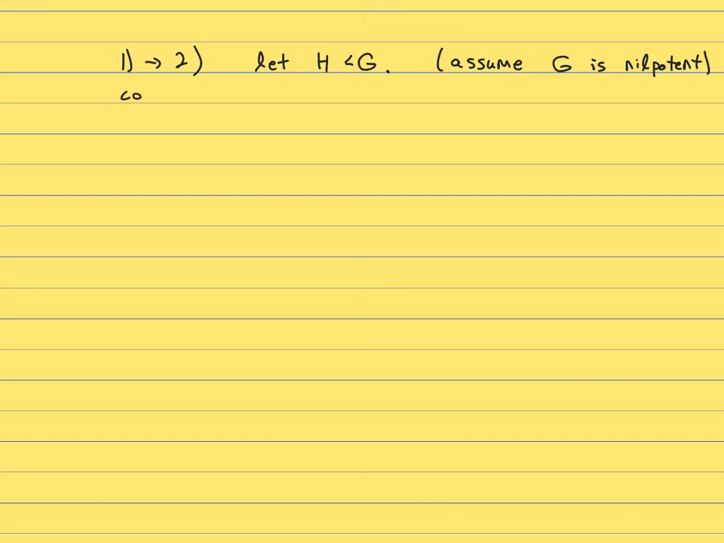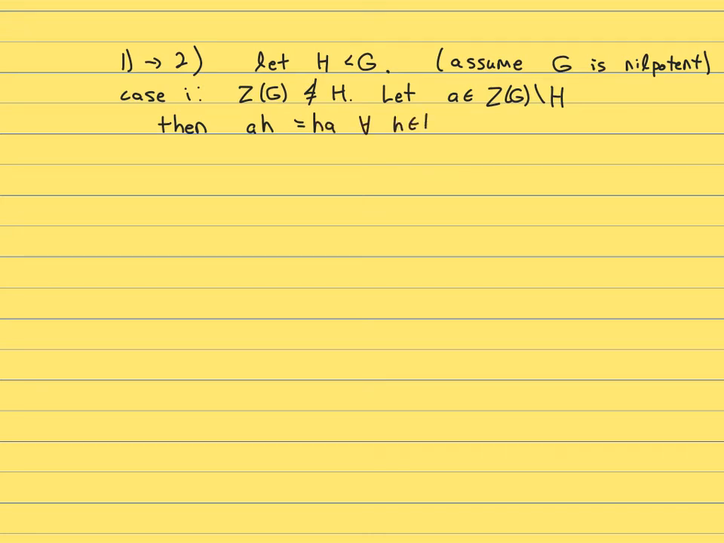Well, it turns out there's going to be 2 cases. The first case is suppose that the center of G is not a subgroup of H. Well, that means there's something in the center that's not in H, call it a. By definition of the center, we have a times little h equals little h times a for all little h in H, because a commutes with everything in G, therefore commutes with everything in this subgroup, which shows you that a h a inverse is equal to h.